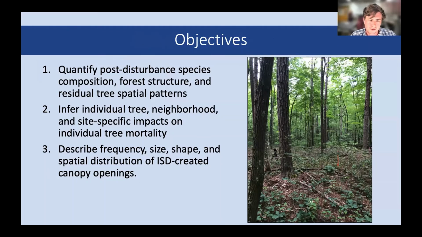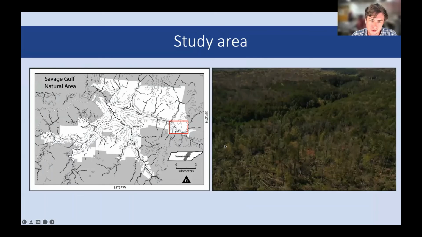So the three objectives for this study were to, one, quantify post-wind disturbance species composition, structure, and also residual tree spatial patterns. Number two, to infer the individual tree, neighborhood, and site-specific impacts on individual tree mortality. And the third one was to describe the frequency, size, shape, and spatial distribution of intermediate severity created canopy openings.